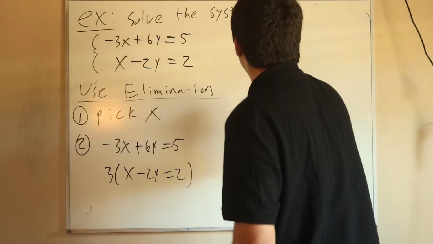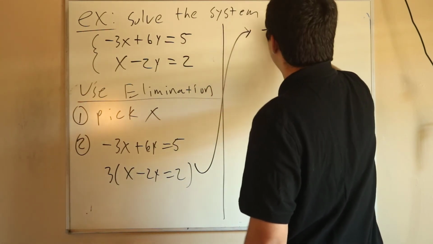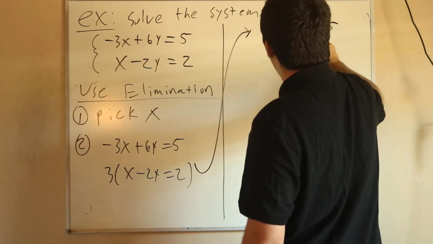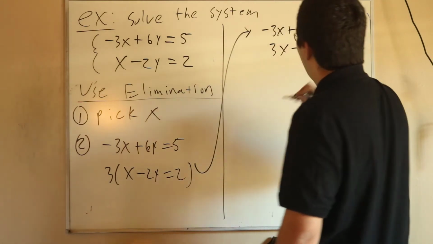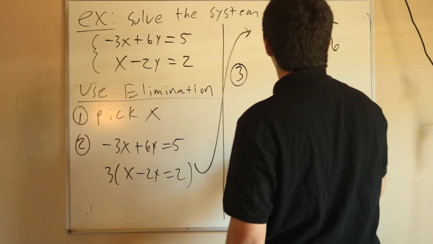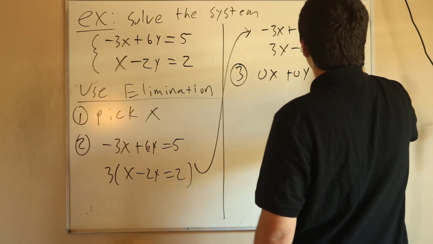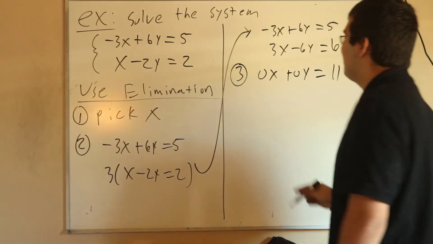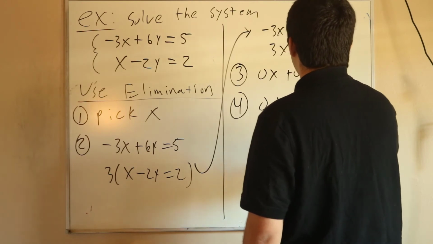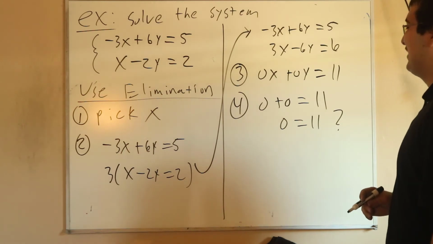Okay. So continuing the work over here, I'm going to have minus 3x plus 6y equals 5. Then I'm going to have 3x minus 6y equals 6. Okay. Well, great. Now let's add them together in my third step. So I get 0x plus 0y equals 11. All right, I have some 0 terms I can simplify it down. So I have 0 plus 0 equals 11. So 0 equals 11? That's weird. 0 equals 11.